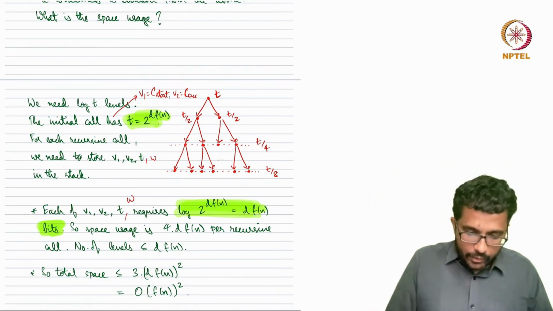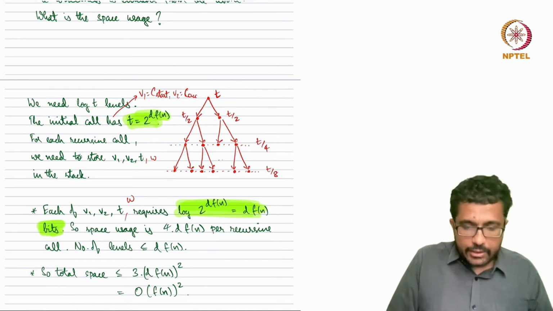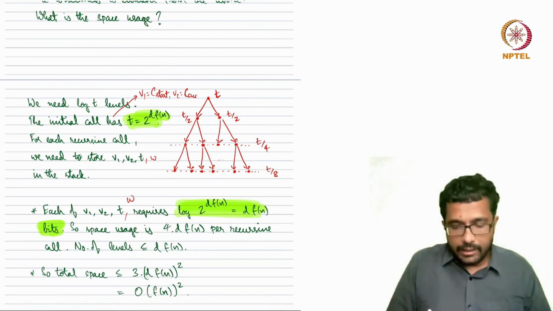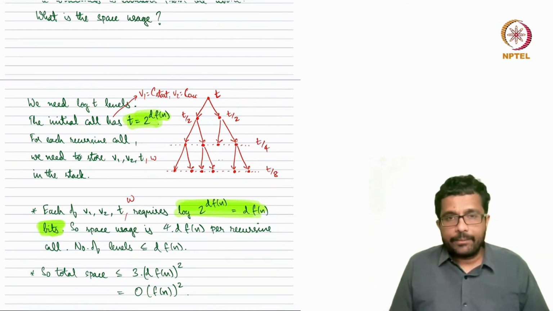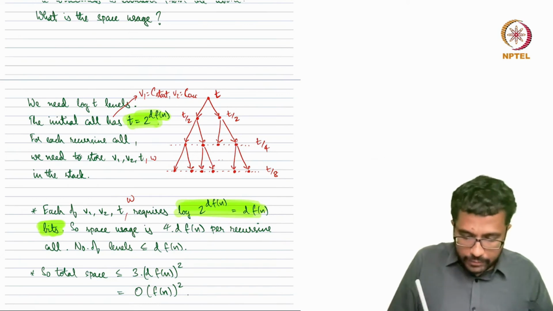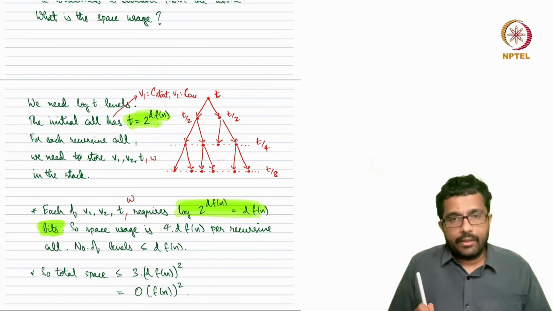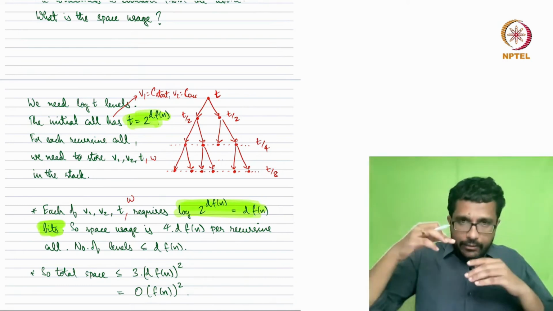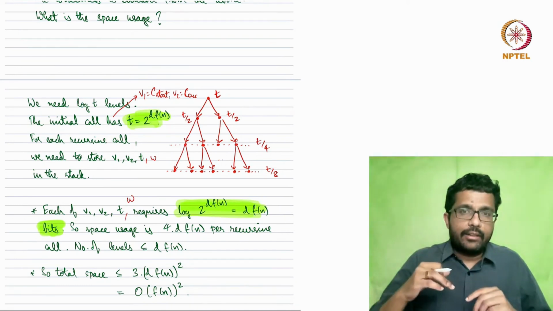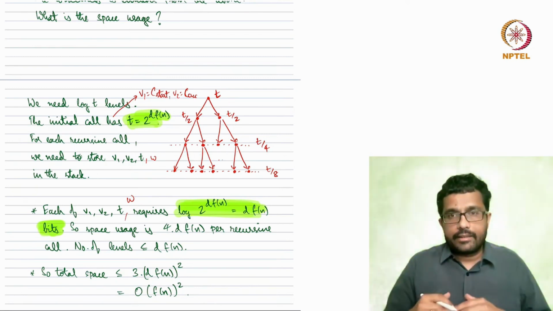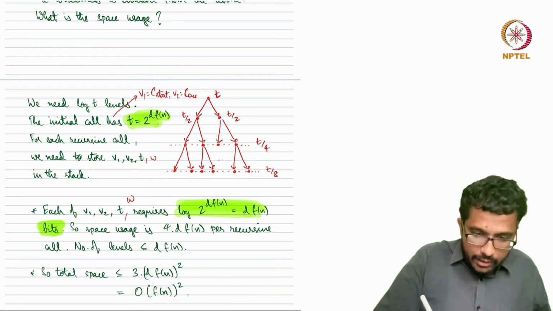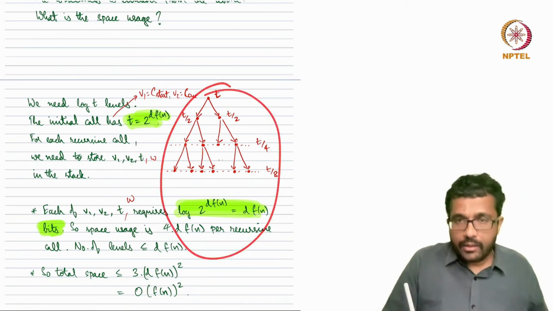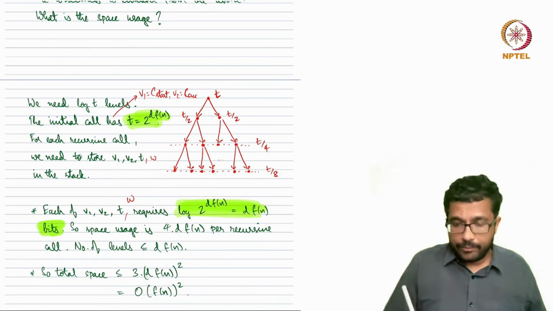And t, we have also said that t is 2 power d fn. So even to keep track of t, we need d fn bits. So all of this requires d fn bits. That is the space required at each recursive call: 4 of these, so it is 4 times d fn. And I mentioned that we have to keep this in memory whenever we make a recursive call. So the next question is, how deep is this recursion tree?